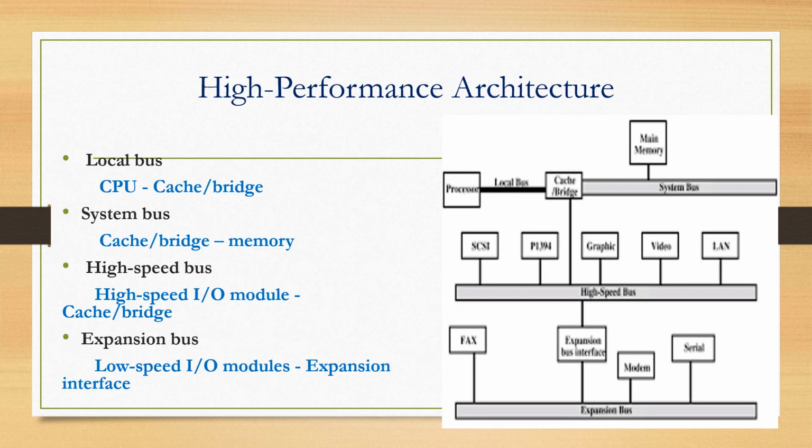High performance architecture. This uses the local bus, system bus, high-speed bus, and expansion bus. The local bus is used between the CPU and cache. The system bus is used between the cache and memory. The high-speed bus is used between the high-speed module and cache. The expansion bus is used between the low-speed module and the expansion interface.